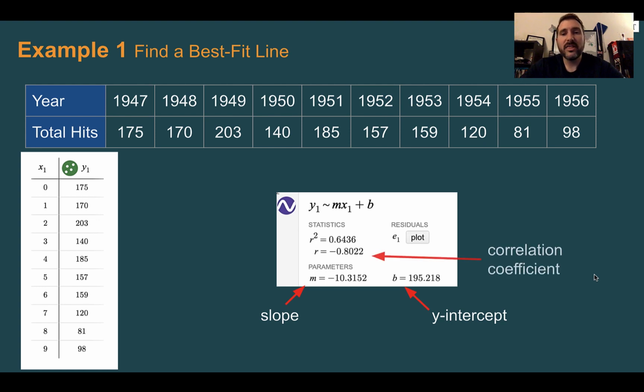And then finally, this also tells you your correlation coefficient. Make sure you pick the r equals value, not the r squared. So r equals negative 0.8.